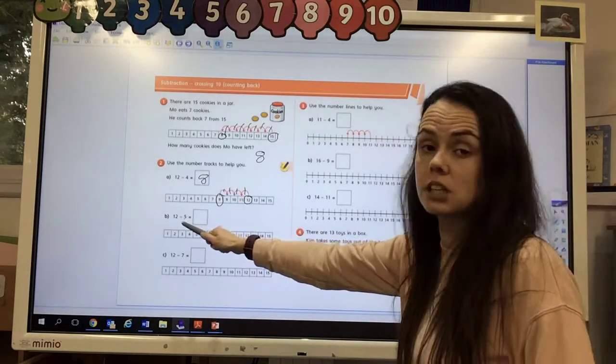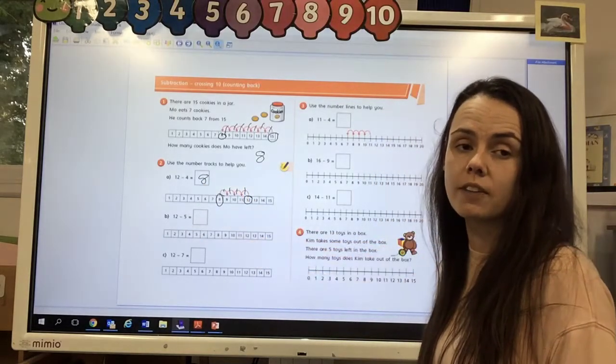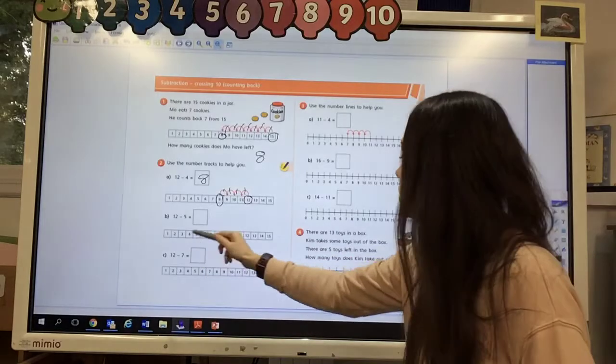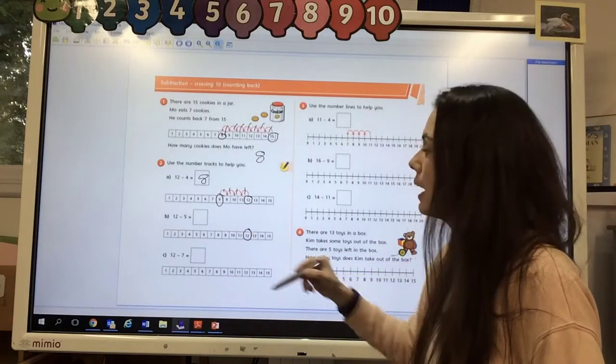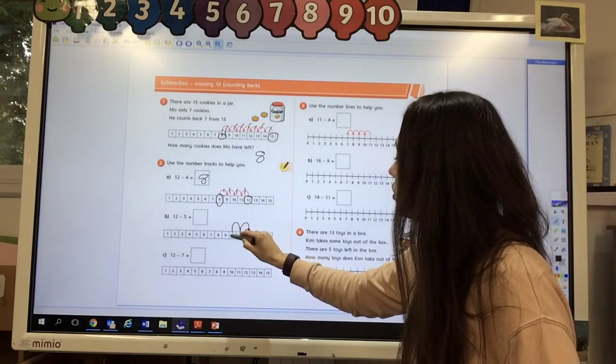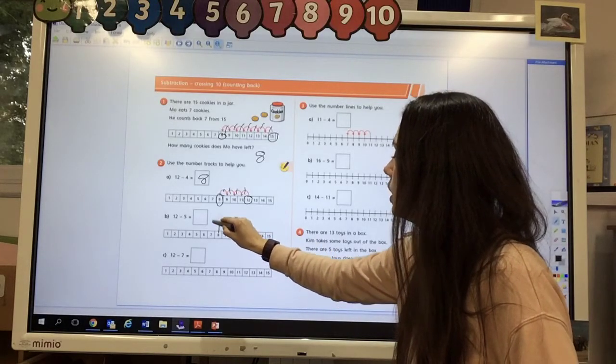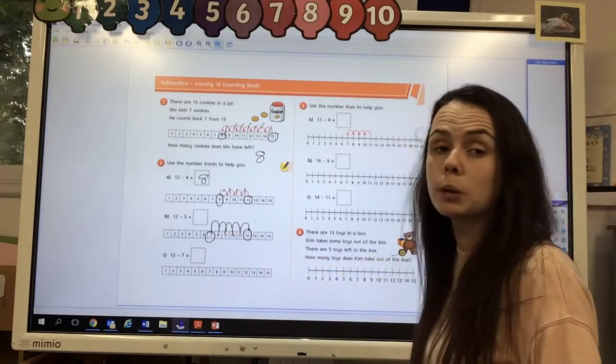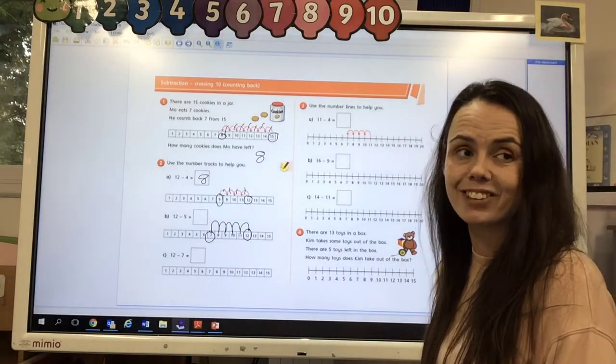Now this time we're starting on 12 and counting back 5. So let's find 12. I'm going to count back how many? 5. So 1, 2, 3, 4, 5. What number have I landed on? 7.